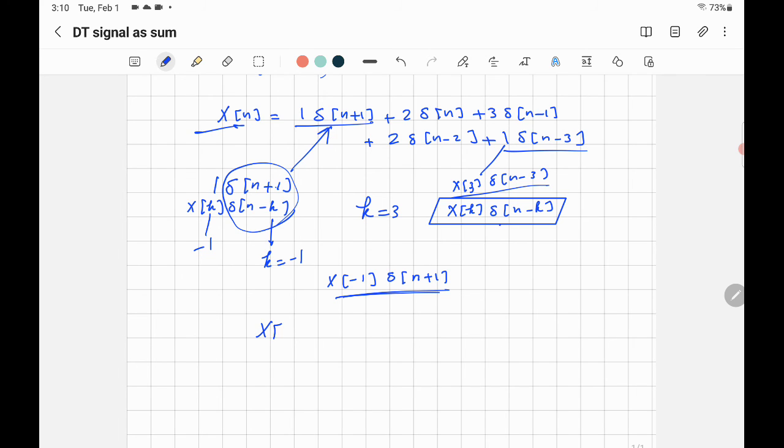So now in the end you will say x of n is equal to the sum of x of k delta n minus k, and k could take any value between negative infinity and positive infinity. So this is the way you express any discrete time signal.